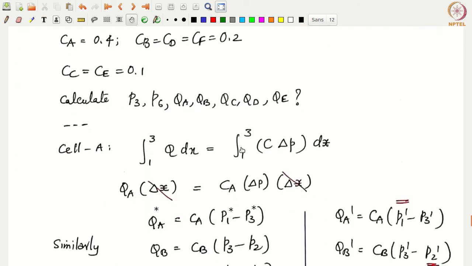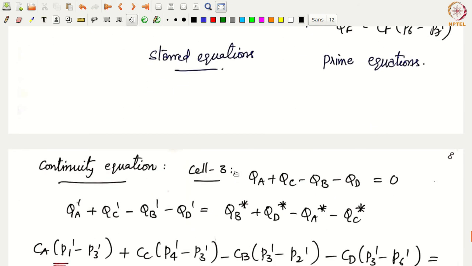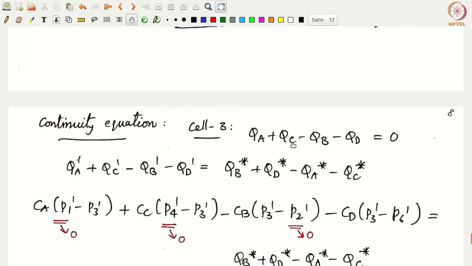Now we can write the continuity equations for pressure cells. For cell 3 it is QA plus QC minus QB minus QD equal to 0. Now this can be decomposed into star and prime quantities, and the star values can be sent to the right hand side. So what you get is QB star plus QD star minus QA star minus QC star on the right hand side, which is basically known from the converged star values. And on the left hand side we are left with QA prime plus QC prime minus QB prime minus QD prime.